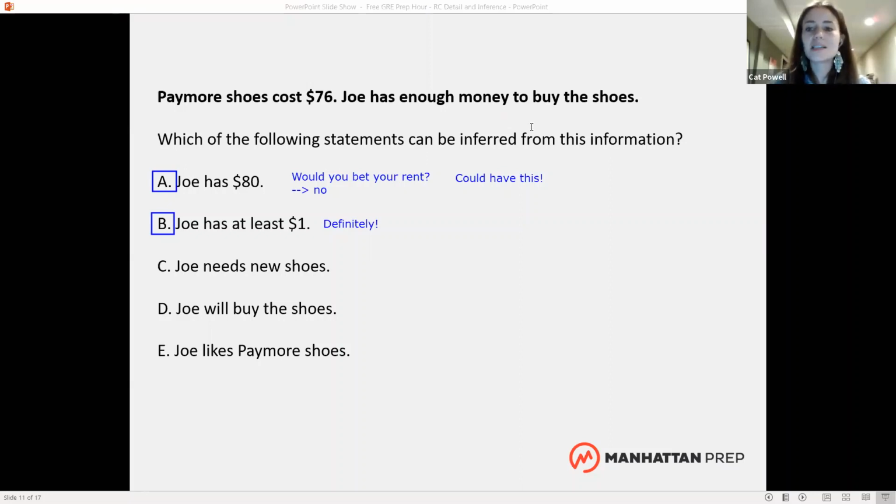Okay. So let's come back to the first passage we did about the recession. I should not have chosen this passage. It's just making me feel gloomy. But it's okay. 2008 was a long time ago. Let's come back to this passage and let's try an inference question related to it.